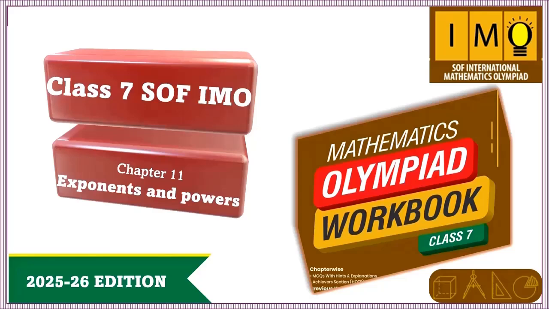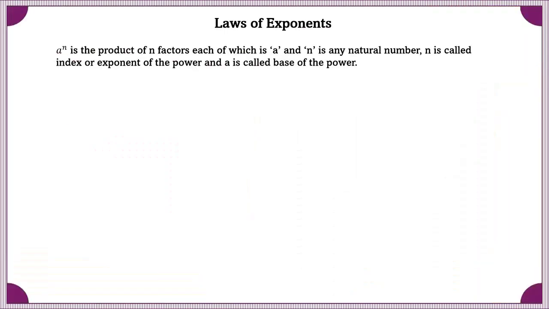Class 7 SOF IMO Chapter 11 Exponents and Powers. First, let us look into laws of exponents. a to the power n is the product of n factors, each of which is a, and n is any natural number. n is called the index or exponent of the power, and a is called the base of the power.